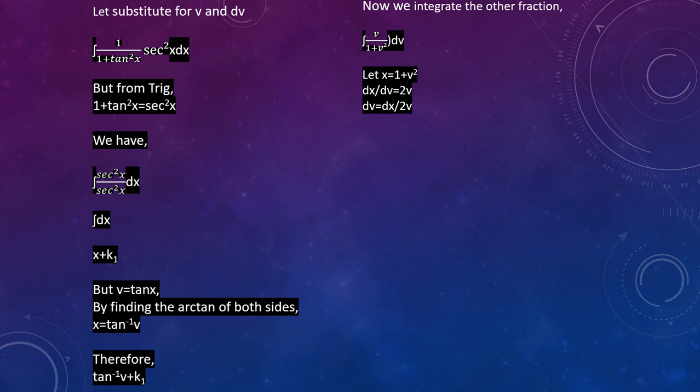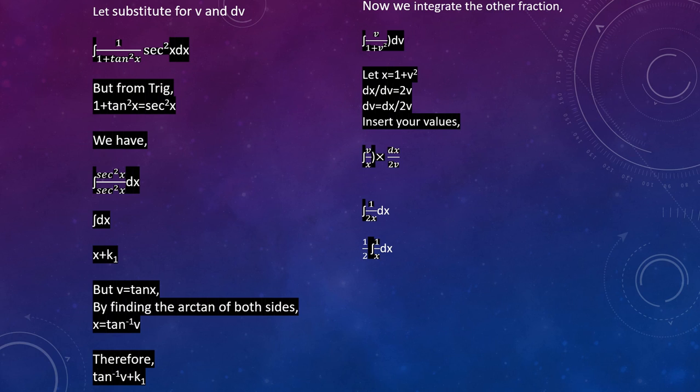This v and the other v will cancel out. Let's see how it's going to work out. We have the integral of v over u, because 1 + v squared is now u, times du over 2v. The upper v and the lower v cancel out, and that gives me 1 over 2u. I can bring out my coefficient, and I have 1 over 2 times the integral of 1 over u du.